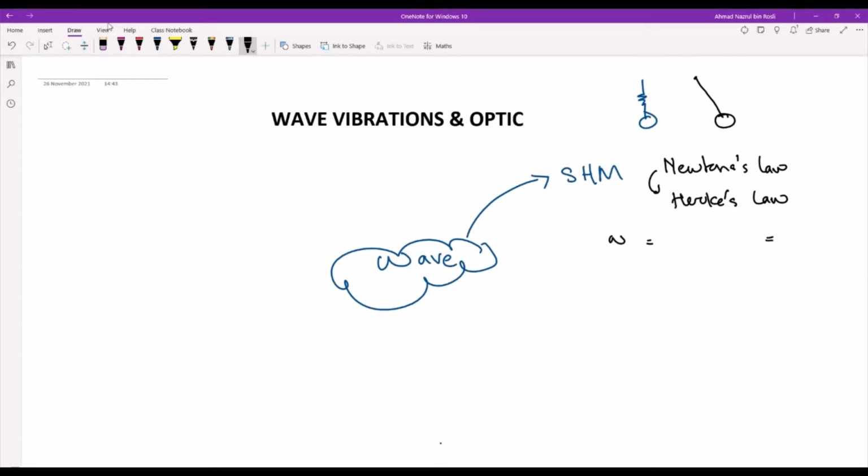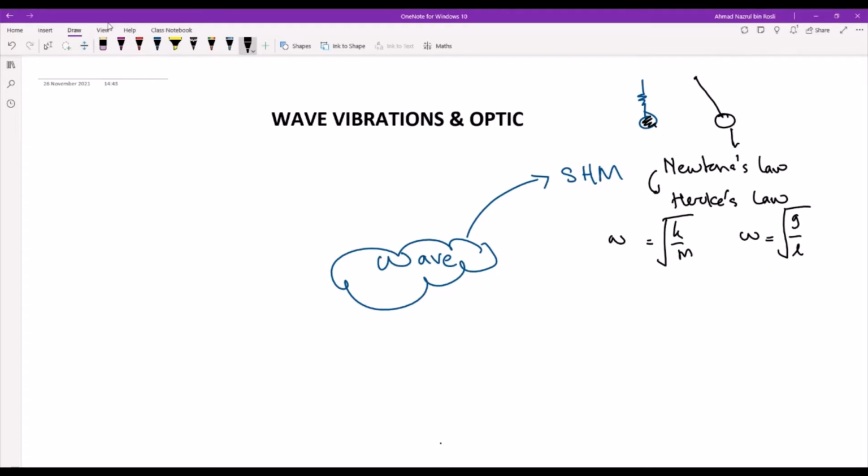Omega is equal to 2 pi over T, or 2 pi f. For the mass-spring system, you remember omega squared equals k over m, and for the pendulum it will be g over L. K is the spring constant, m is the mass, while for the pendulum, g is the gravitational acceleration and L is the length of the rope. So that will be simple harmonic motion.